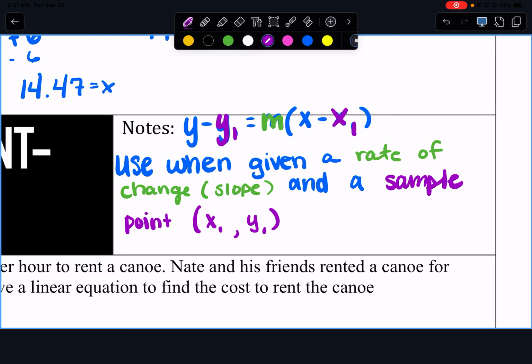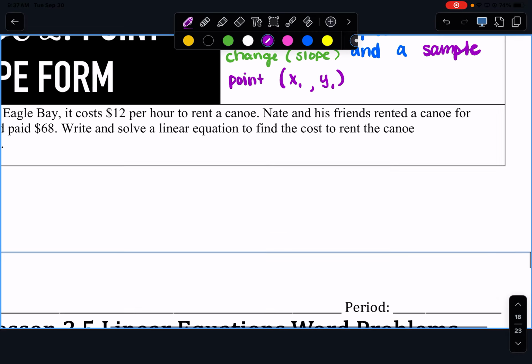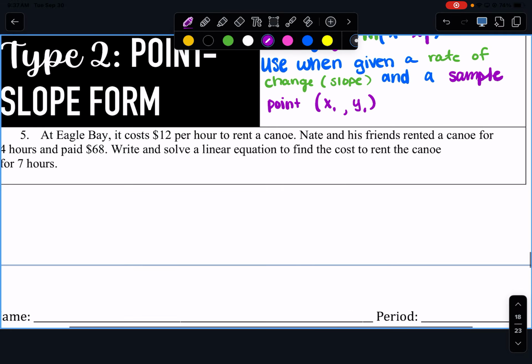So we're gonna look at question 5. At Eagle Bay, it costs $12 per hour to rent a canoe. What does that $12 per hour stand for? That $12 is our slope. Okay, that gives us our m right from the get-go. And by saying per hour, it tells me what x stands for: the hours. That tells us what the x variable means in this problem.